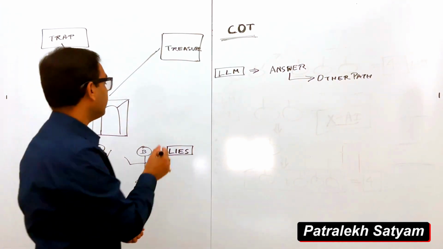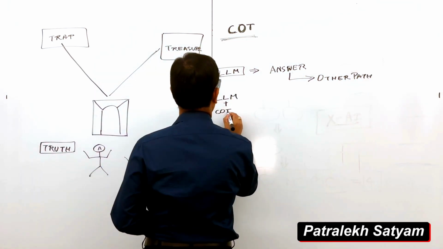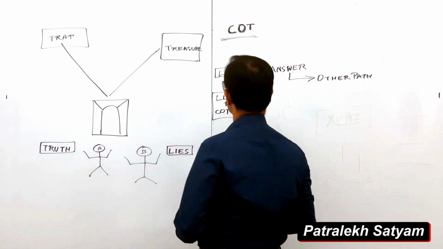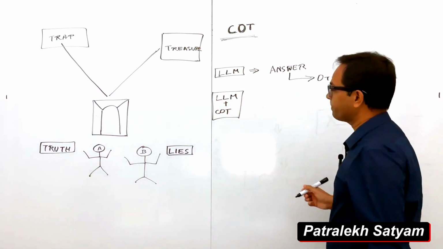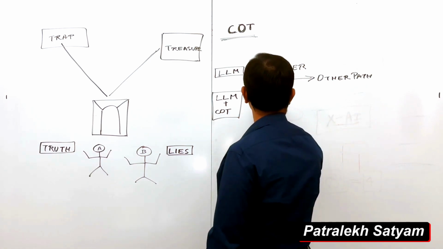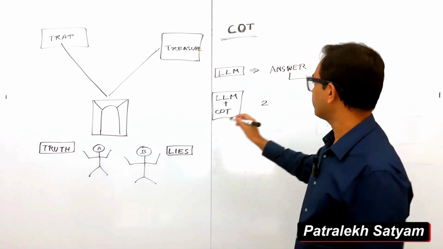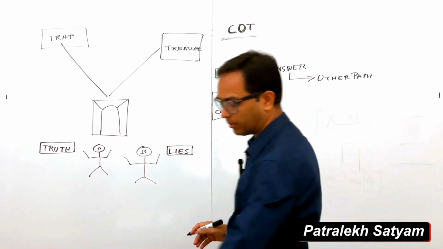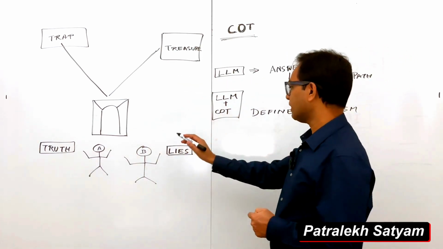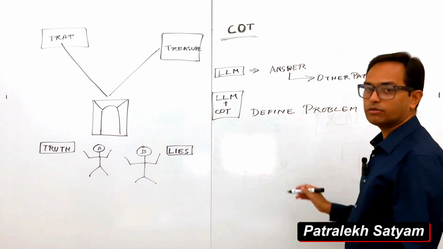Now, if I ask that same question to LLM with CoT, it will go step by step, right? Now let's see what this LLM plus CoT will do. It will say, okay, there are two guards. So what is the problem? The problem is I have to find the treasure. So it will define the problem. We don't know if A is the truth teller and B is the liar, or A is the liar and B is the truth teller.